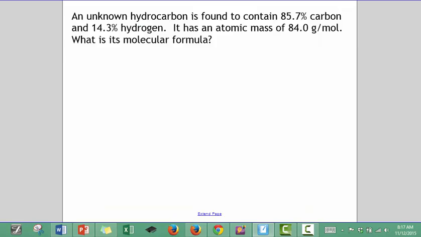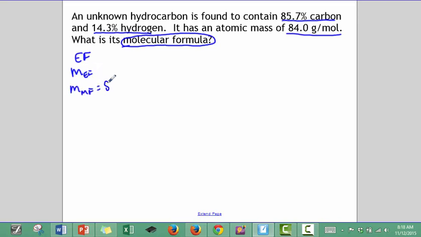Now what happens if they don't give us the empirical formula? Well, we can calculate that with no problem. We have done this before. An unknown hydrocarbon is found to contain 85.7% carbon and 14.3% hydrogen. It has an atomic mass, which is the same as molar mass, of 84 grams per mole. What is its molecular formula? All right, so I need the empirical formula, the mass of that empirical formula, and the mass of my molecular formula. They give me that one. I have to find these other two using this information.